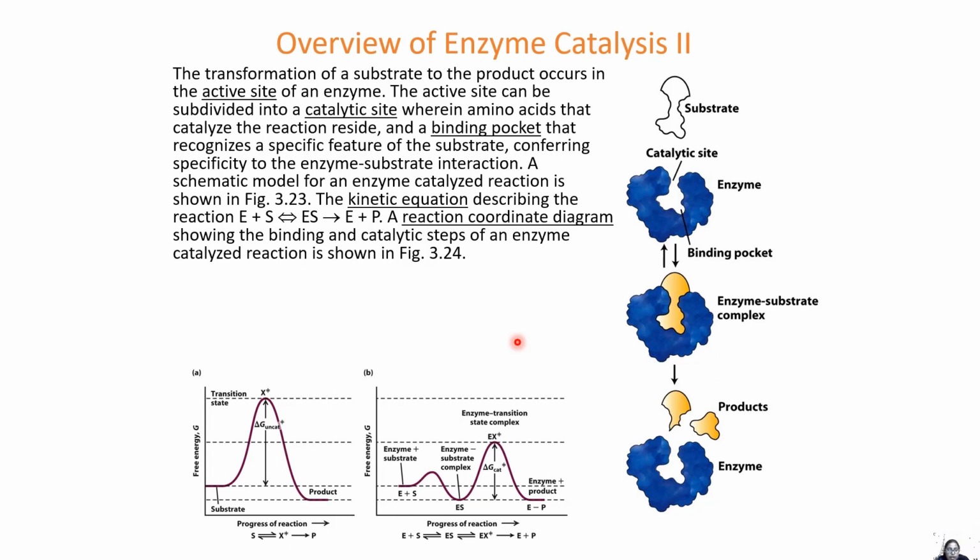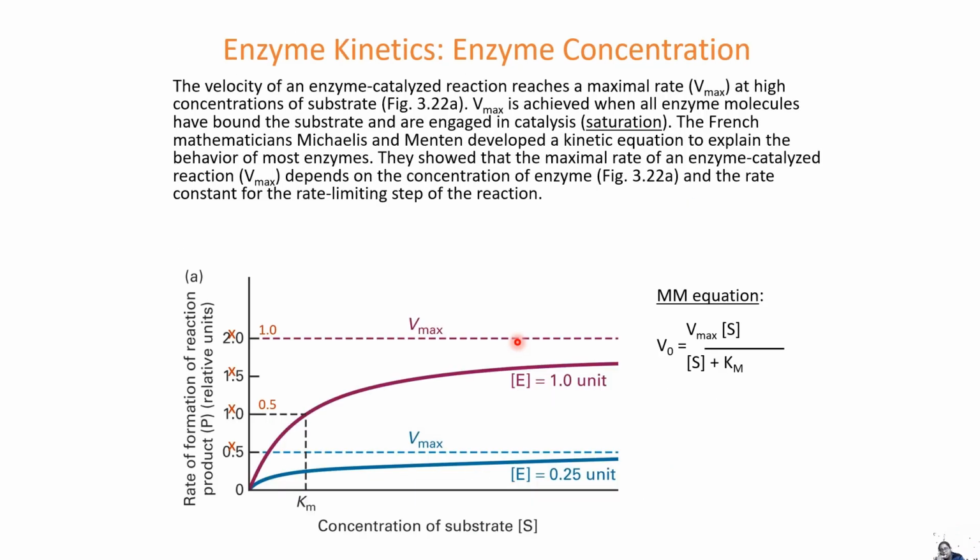So, a schematic model for an enzyme catalyzed reaction is shown here. The kinetic equation describing the reaction will be E plus S, ES, and E plus P, which is enzyme plus product. A reaction coordinate diagram showing the binding and catalytic states of an enzyme catalyzed reaction is shown here. So the velocity of an enzyme catalyzed reaction reaches a maximal rate at high concentrations of substrate; we see Vmax is achieved when all enzyme molecules are bound to substrate and engaged in catalysis.